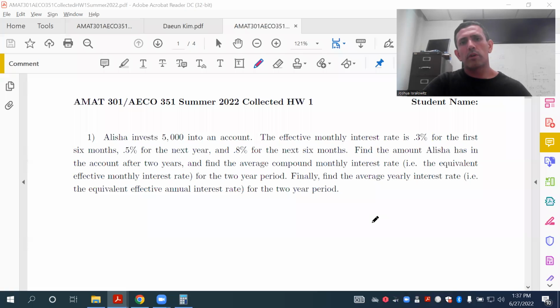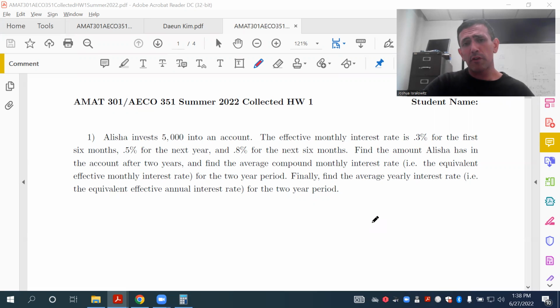Hi, everyone. What I want to do is go over collected homework one that was due on Friday. The scores were a little low. I usually like to have a median of a B, about an 80. This was more around a C-ish, maybe 75%.